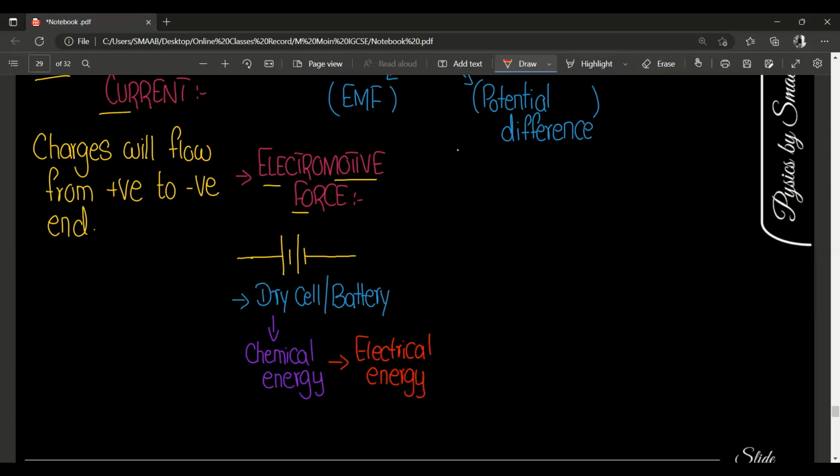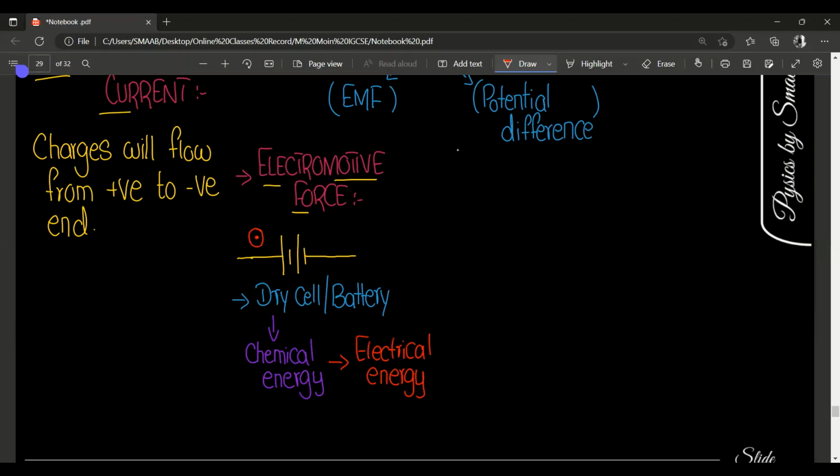So let's suppose we discuss a unit charge, a single charge that is going to move from positive to negative. We can say that the total work done on a single charge, or a unit charge, to move from one point to another or throughout the circuit, so the work done on a unit charge to move that charge throughout the circuit, that work done is known as electromotive force, right?